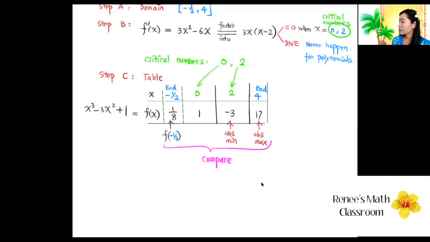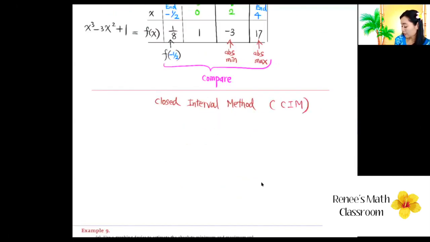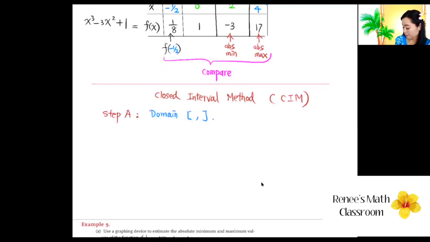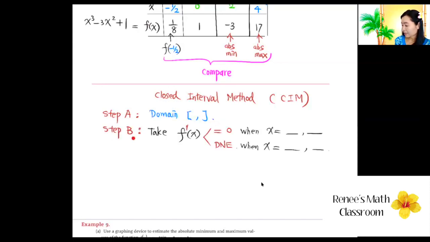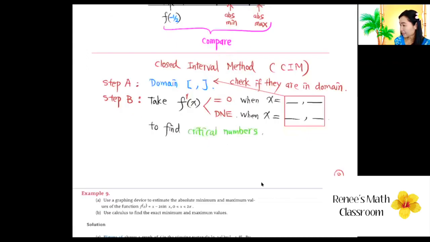I'm going to write down the steps one more time. Closed interval method, let's call that CIM. First step, you write down the domain, which is the closed interval that is given. Second step is you take the first derivative. You find when the derivative equals 0 or when the derivative is undefined, and then look at those x values and see if they are inside the domain. This step is for you to find critical numbers. If they are inside the domain, they are critical numbers.